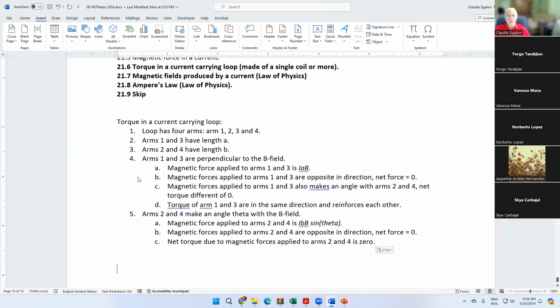Okay, the torque loop has 4 arms: arm 1, 2, 3, and 4. Arms 1 and 3 have length A. Arms 2 and 4 have length B. Arms 1 and 3 are perpendicular to the B field.